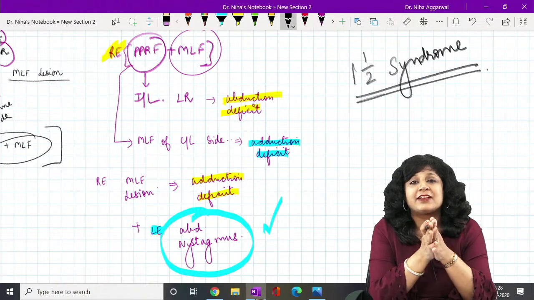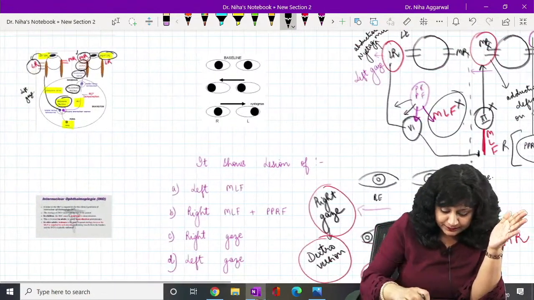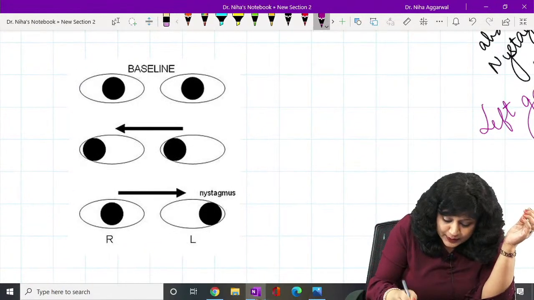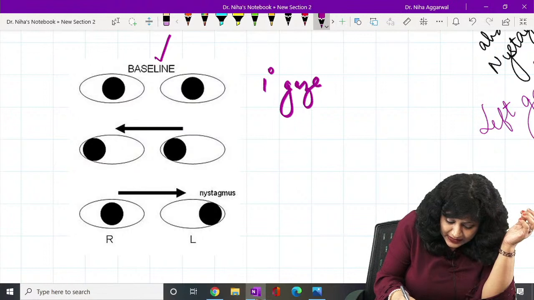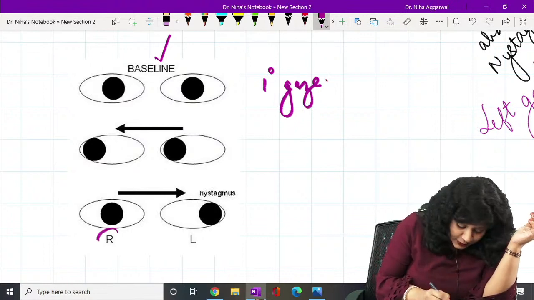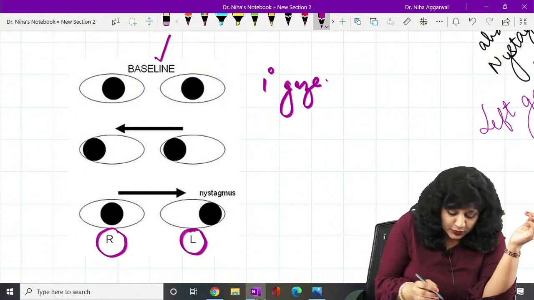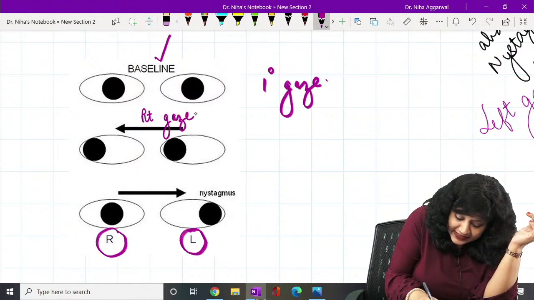So this is actually the basics. Now if you see the question, what they are trying to say, first they have shown you the baseline. This is your primary gaze. They have already told you this is the right eye and this is the left eye. So this is the right gaze.